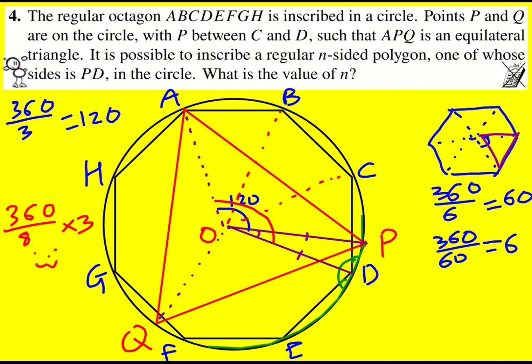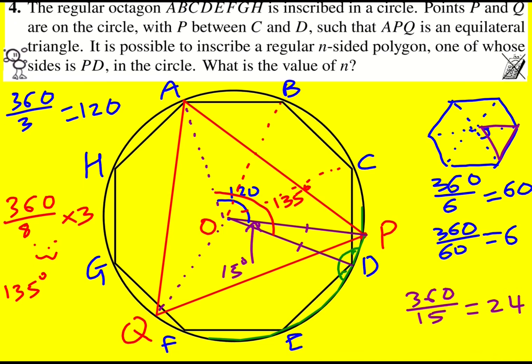So 360 divided by 8 is 45. 45 times 3 is 135 degrees, which is actually the interior angle of the polygon. I think that's coincidence. So we've got 135 degrees here. But what that means, therefore, is we have this angle, this purple angle. It's going to be the difference, and it's going to be 15 degrees. And now we know that angle. The number of sides is going to be 360 divided by 15, which is equal to 24.